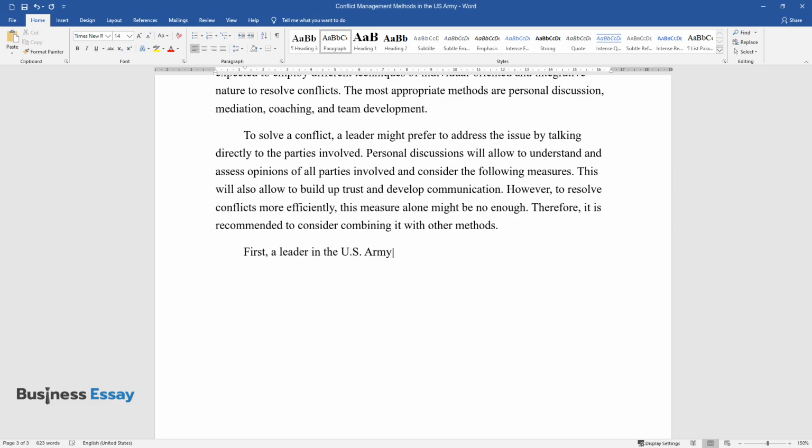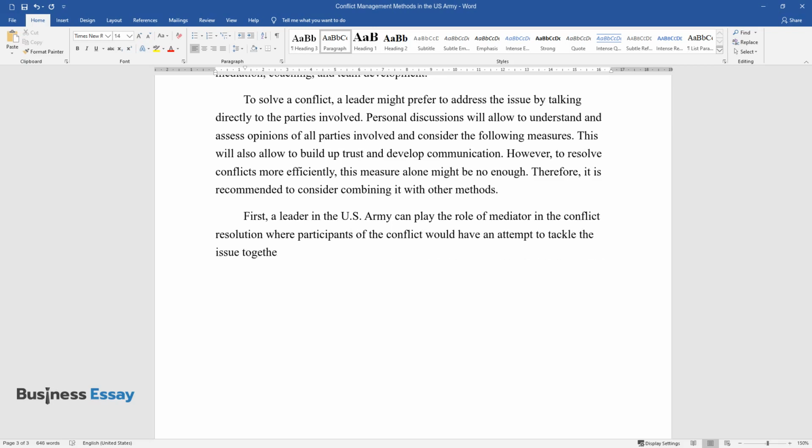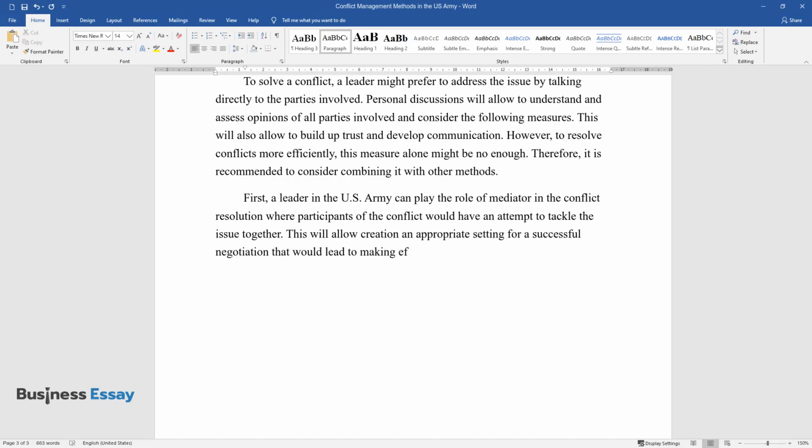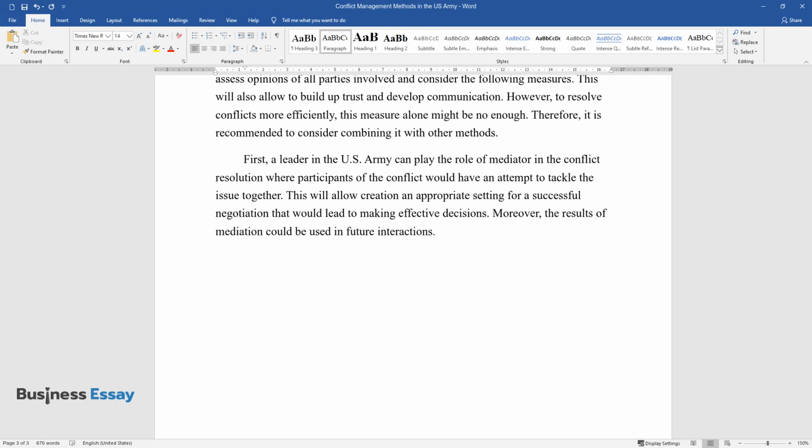First, a leader in the U.S. Army can play the role of mediator in the conflict resolution where participants of the conflict would have an attempt to tackle the issue together. This will allow creation of an appropriate setting for a successful negotiation that would lead to making effective decisions. Moreover, the results of mediation could be used in future interactions.